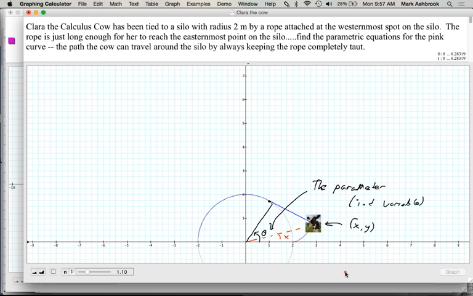Once you get those parametric equations, then there's all kinds of questions using those. How much area does she have to graze in? What's all the possible area she could graze in around the silo? What's the furthest she can get to the east? Questions like that. And the worksheet walks you through the appropriate succession of questions.